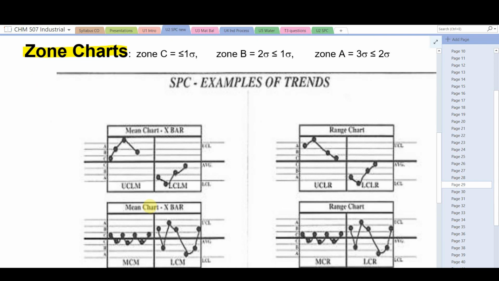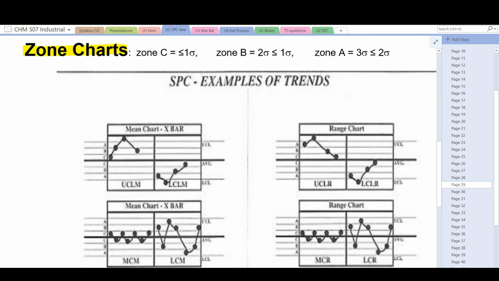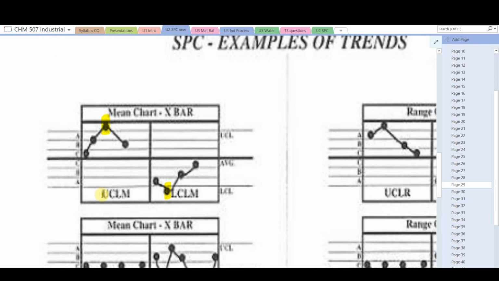There are some patterns here that definitely are out of control. On the upper right, we see one of the points is above the upper control limit, and to the right of it we see a point that's below the lower control limit. And the terminology for this is UCLM, upper control limit mean. And this is LCLM, lower control limit mean, meaning they exceed those limits.